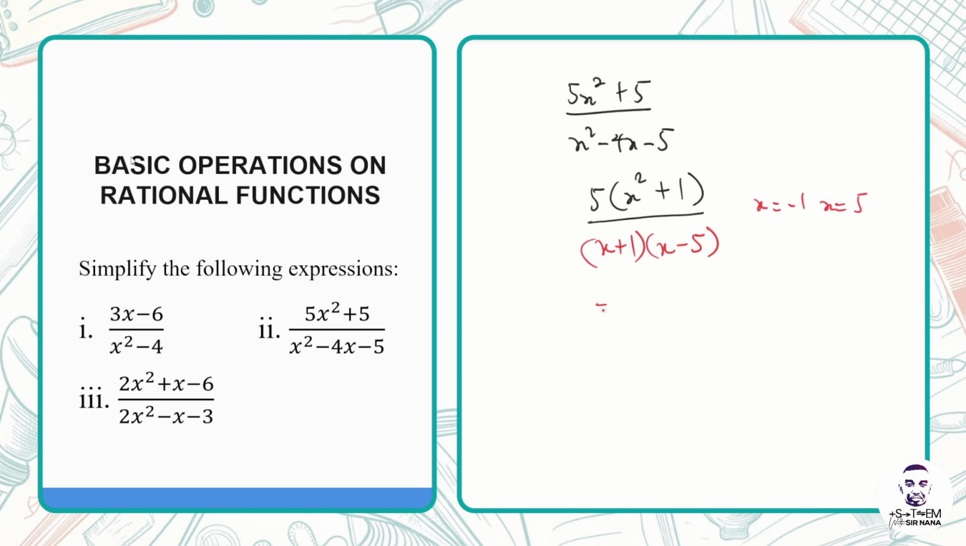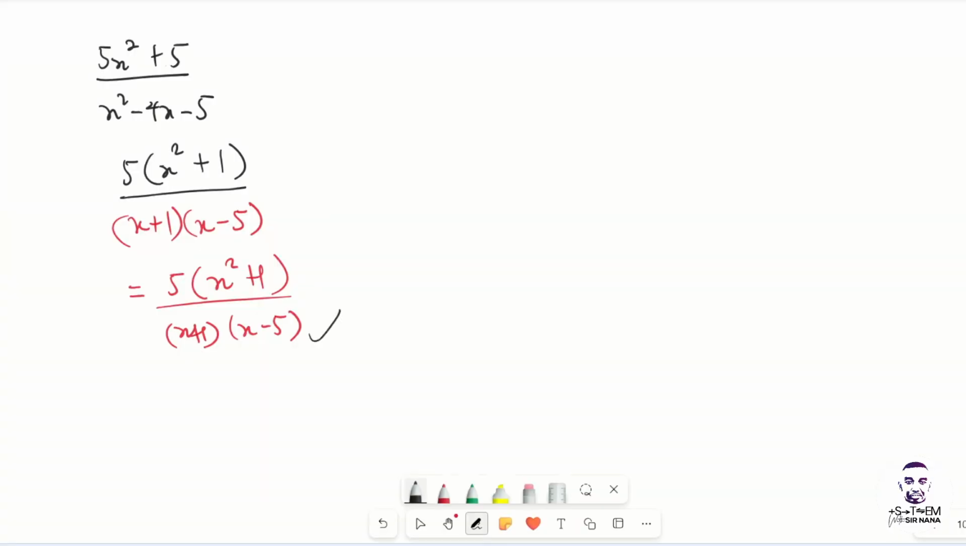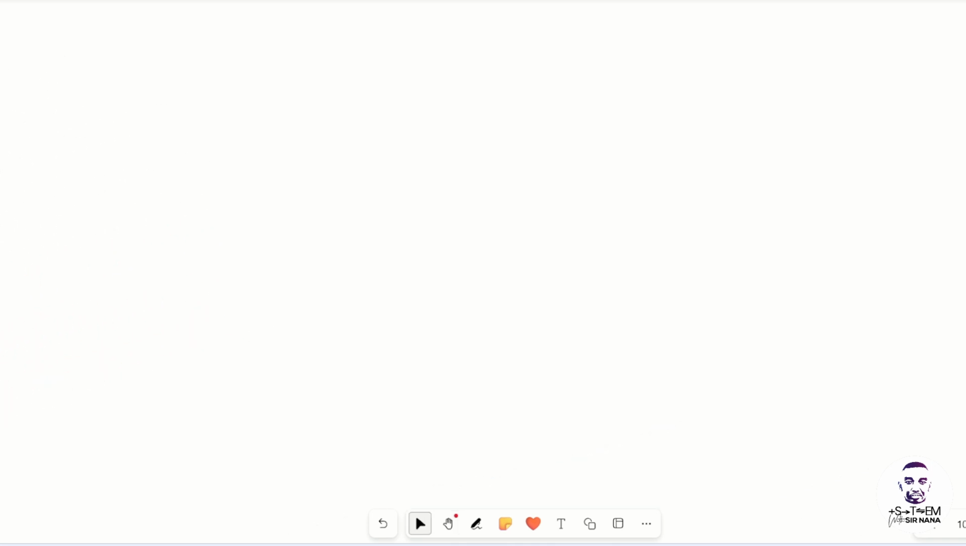So we'll have to leave our answer as 5x squared plus 1, right, all over x plus 1, right, x minus 5. So there are no factors that we can actually divide the numerator and the denominator by. So we actually leave the answer as 5x squared plus 1, all over x plus 1, x minus 5. Now let's consider the third question.